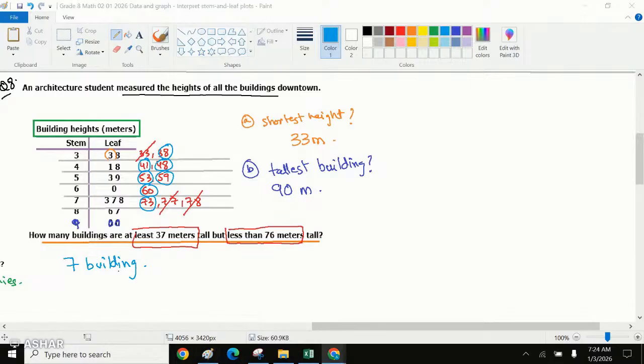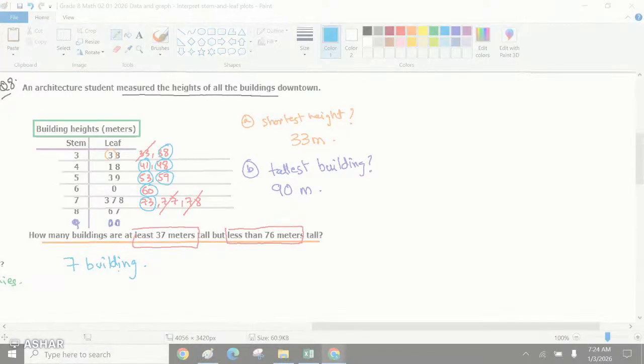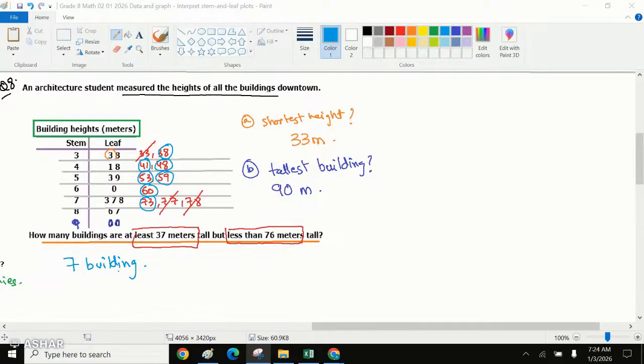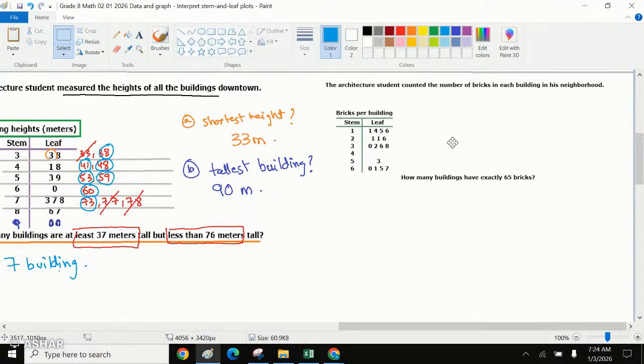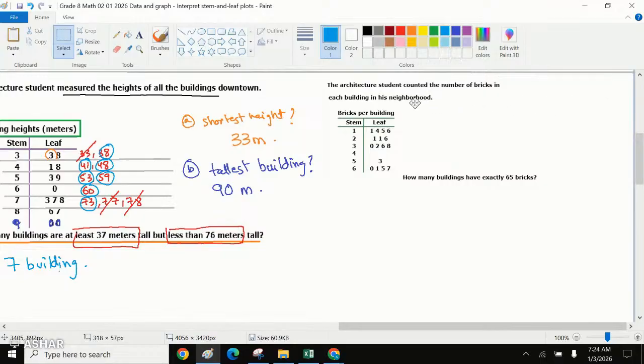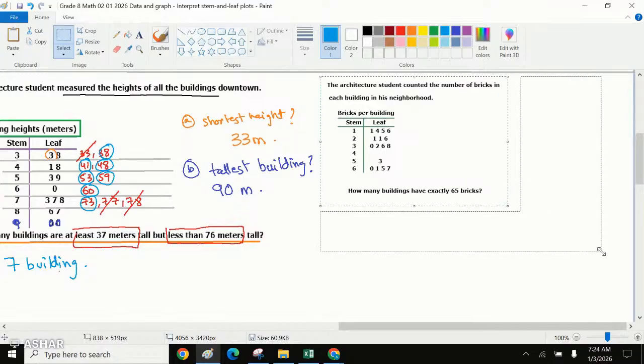It's a very similar question, but this time it's about the bricks. Let's see what they're asking us with the bricks. Question number 9 is here. Just a moment, please. I'll just align this question.